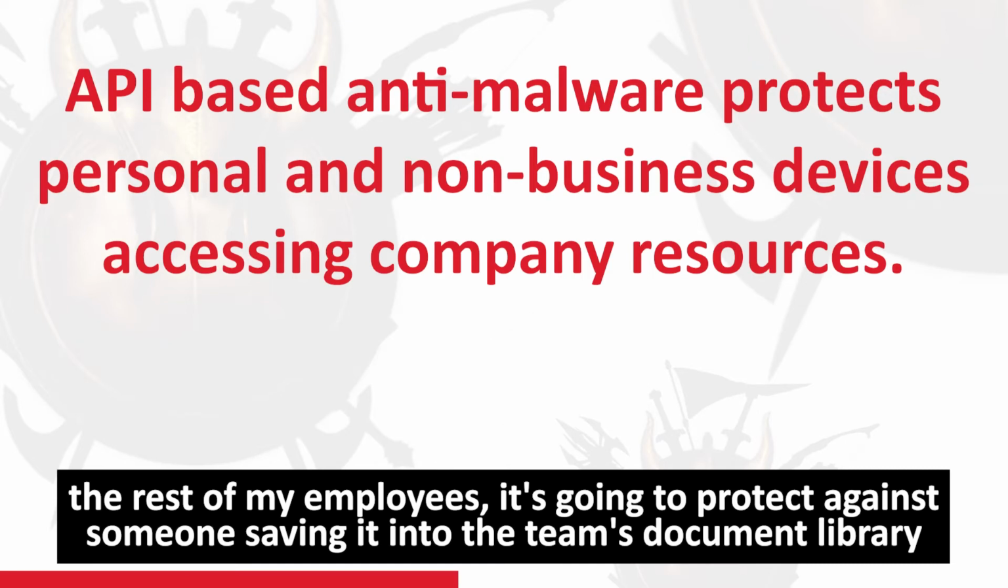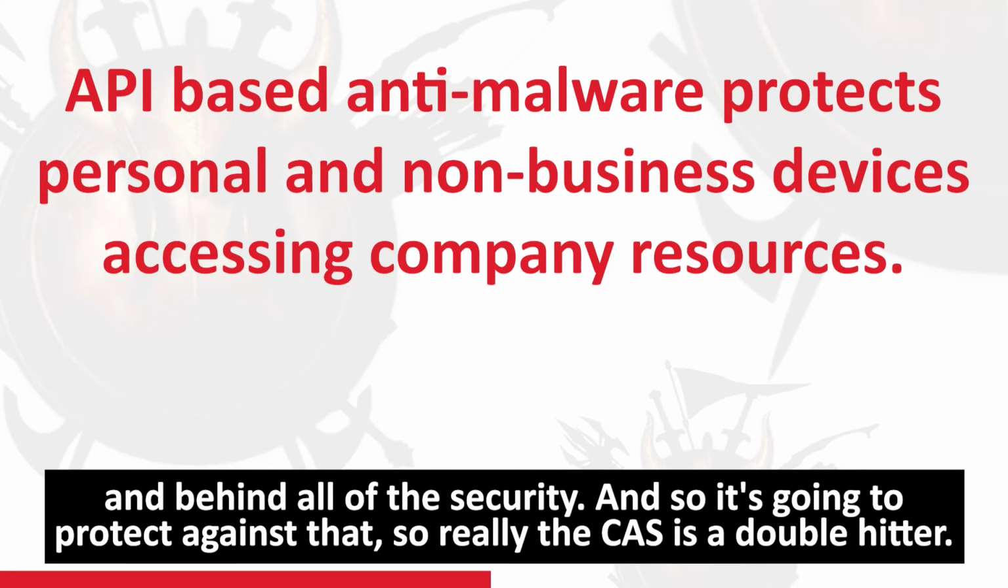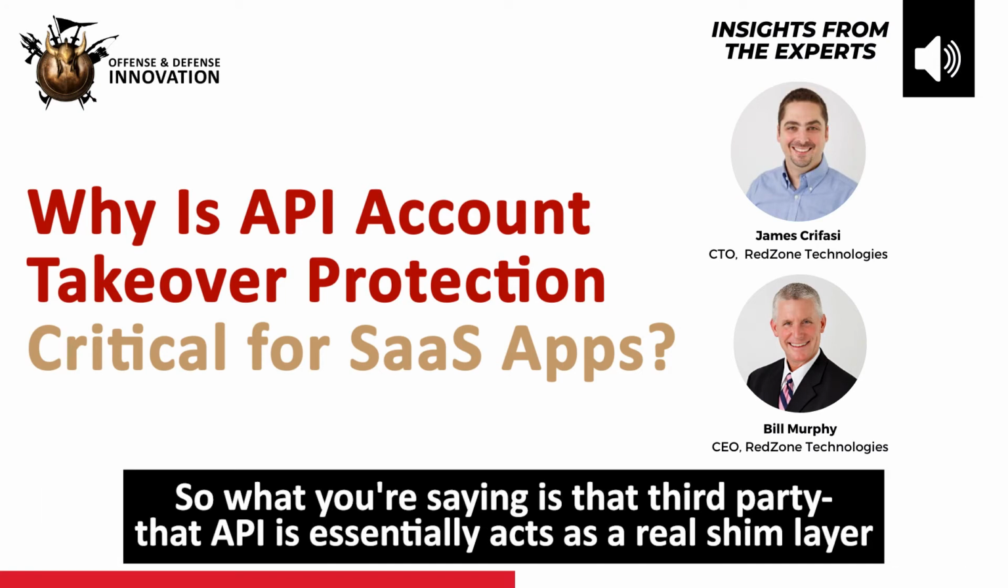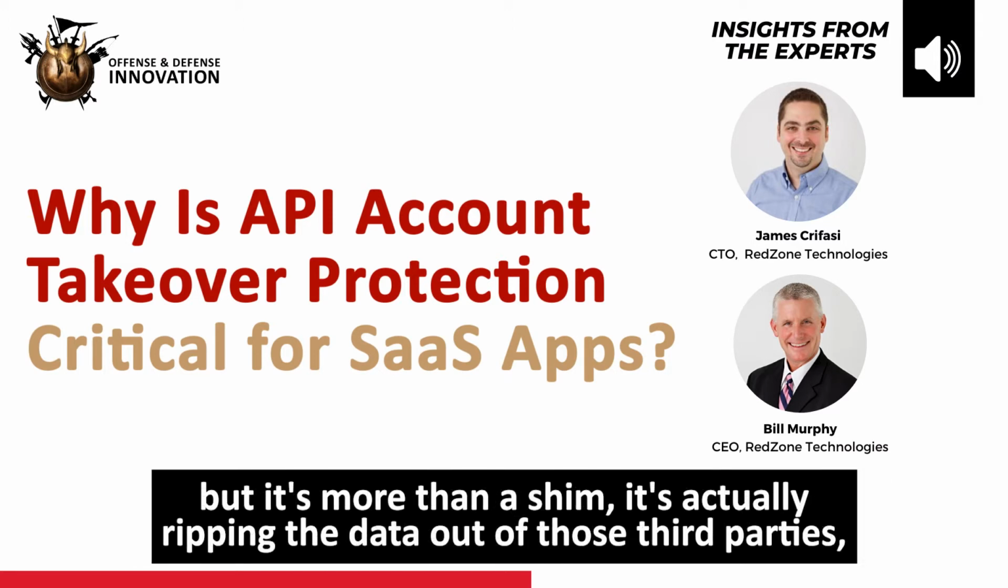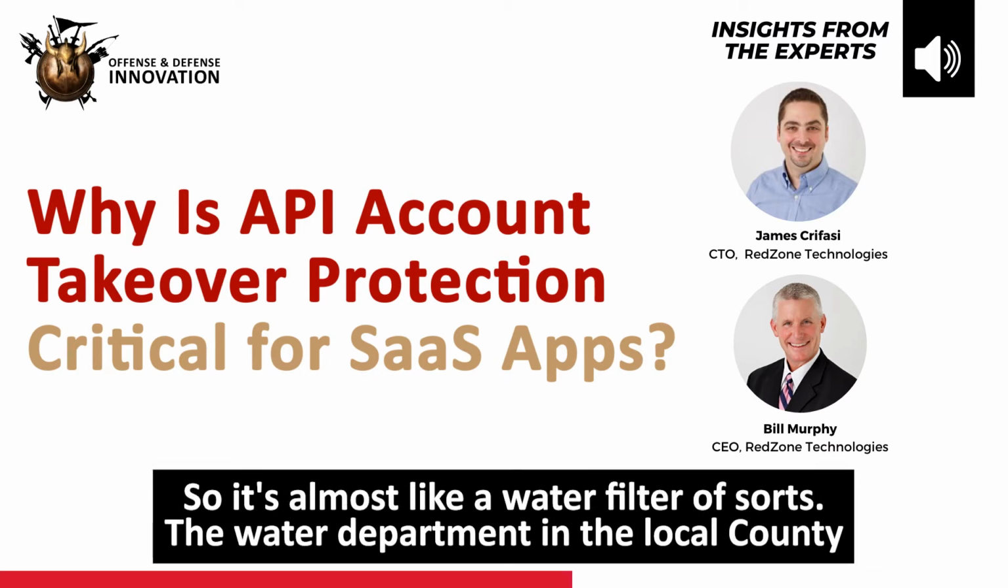It's going to protect against someone saving it into the Teams document library or the SharePoint document library, and that replicating to the rest of the environment inside and behind all of the security. And so it's going to protect against that. So really the CAS is a double hitter. That API essentially acts as a real shim layer, but it's more than a shim. It's actually ripping the data out of those third parties, examining that with its own security algorithm, and then allowing the data to flow again. So it's almost like a water filter of sorts.